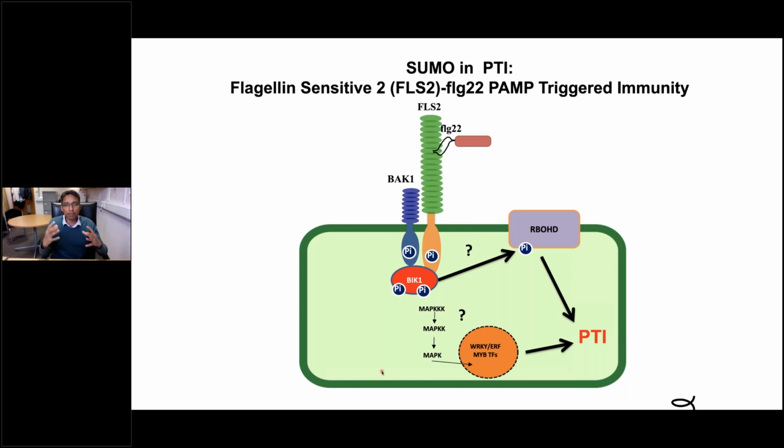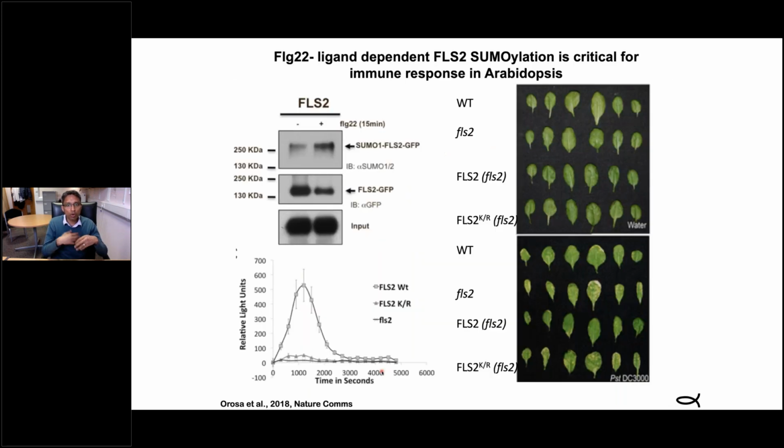This simple model gives us a framework to see where SUMO might sit in this pathway. What we found was that one of the targets when flagellin binds to FLS2 is FLS2 itself. So FLS2 is conjugated to SUMO1 within 15 minutes. And this conjugation is really important for immune responses. When you mutate the site where SUMO is conjugated to FLS2, the oxidative burst is abolished, in the bottom here. And the plants are very compromised for PTI.